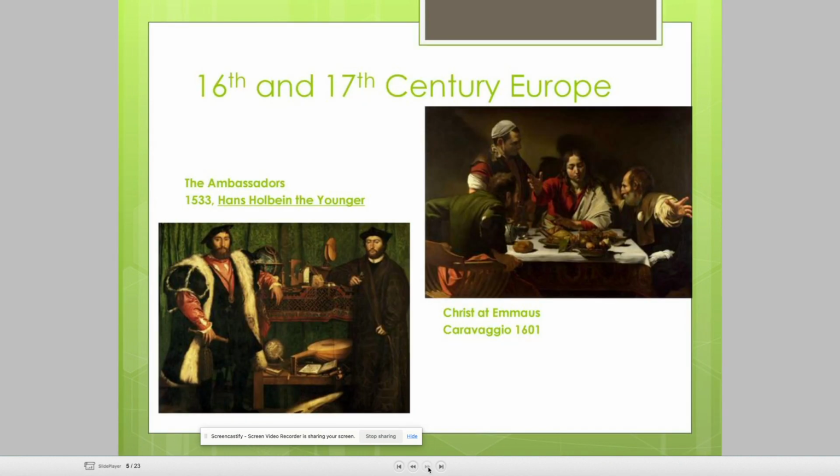In 16th century Europe, this is the creme de la creme of still lifes. This is what people think about when we say the word still life. They think about the Dutch painters and their use of light. We have Caravaggio here. We have Hans Holbein the Younger here. These paintings are absolutely ginormous in real life, by the way.